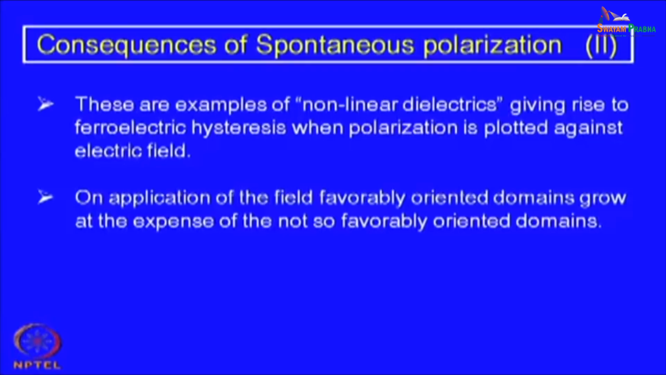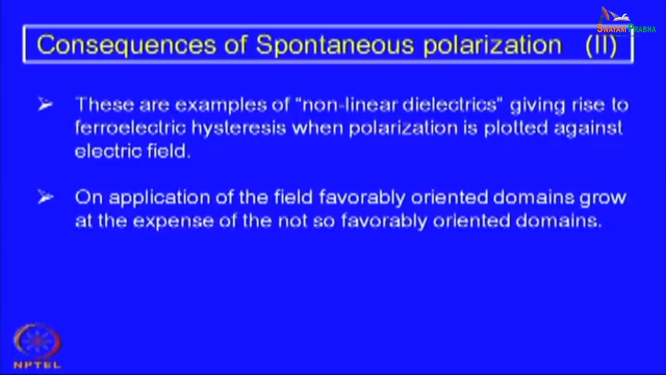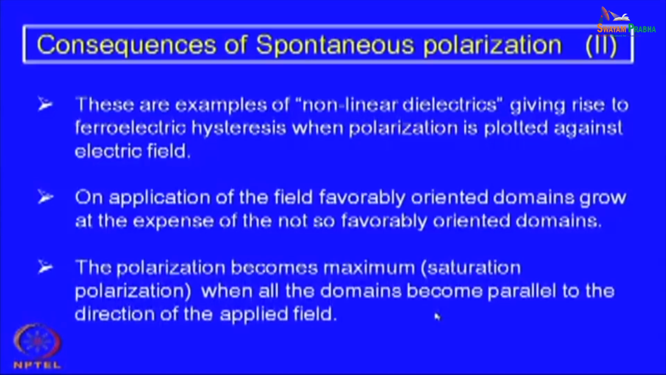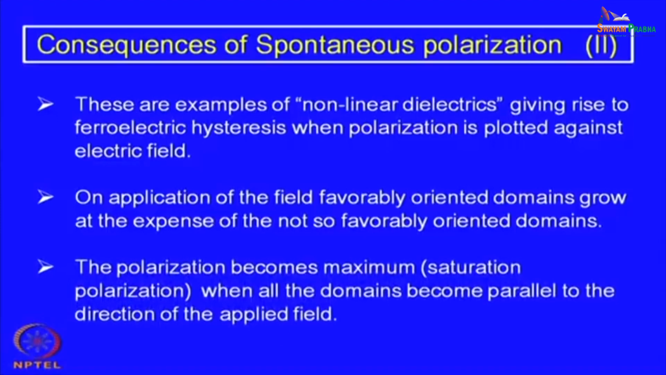That is how, ultimately, at the end of the process, all the domains will have a parallel orientation aligned with the direction of the electric field, and you have the maximum polarization possible at that stage. That is what we call the saturation polarization. Beyond that it cannot change. We will see how it develops. The saturation polarization is when all the domains become parallel to the direction of the applied field. This is also another consequence of having a spontaneous polarization and a domain structure.